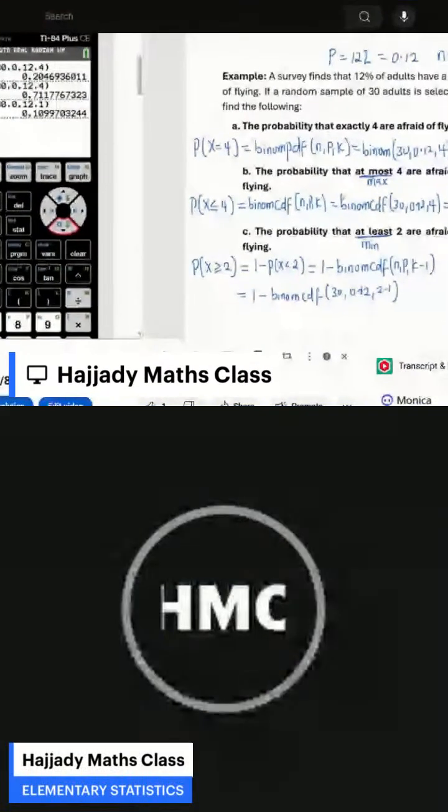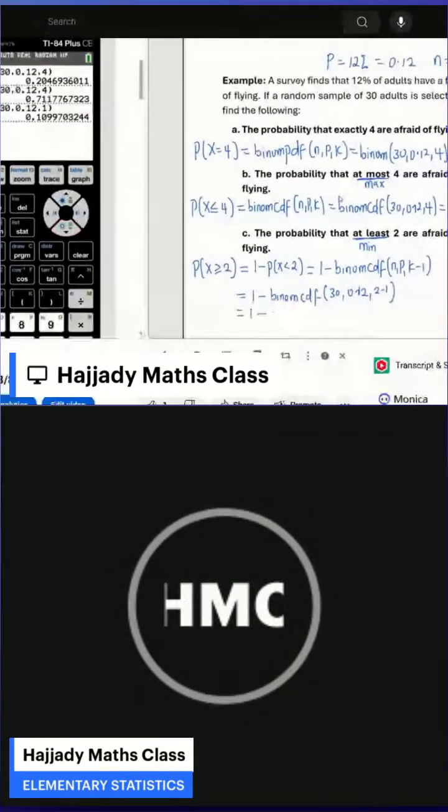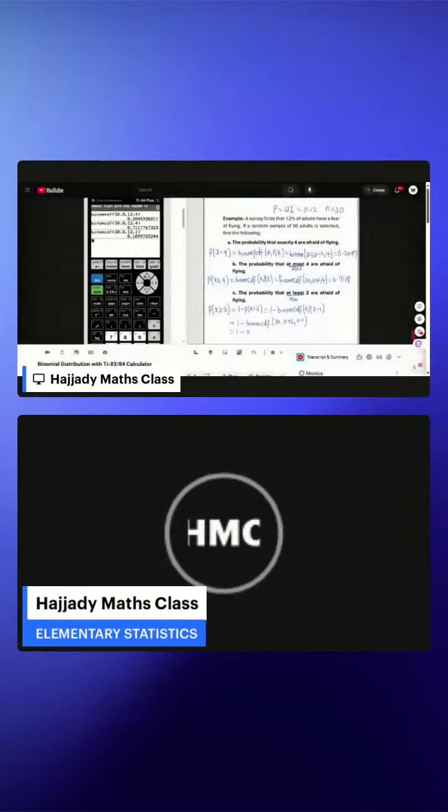Now using the calculator here, we have second, distribution, then you can come to binomCDF, and plug in. So number of trials is 30, p is 0.12, but here the x value is going to be 1. So here we have 1 minus 0.10997.